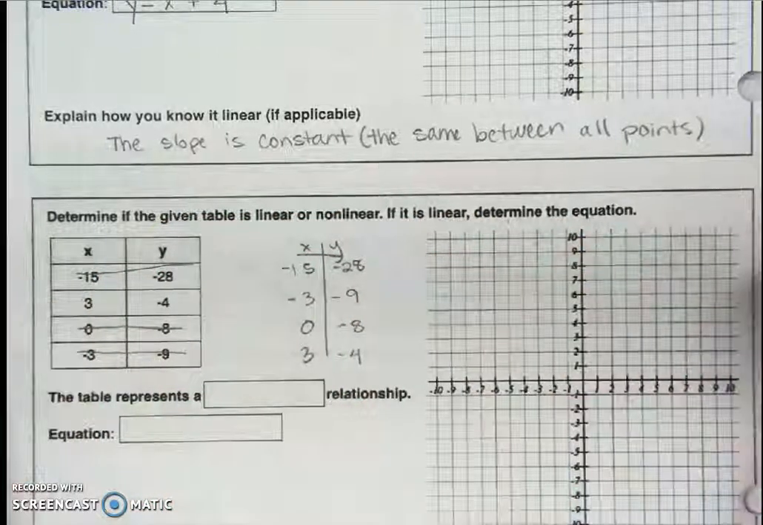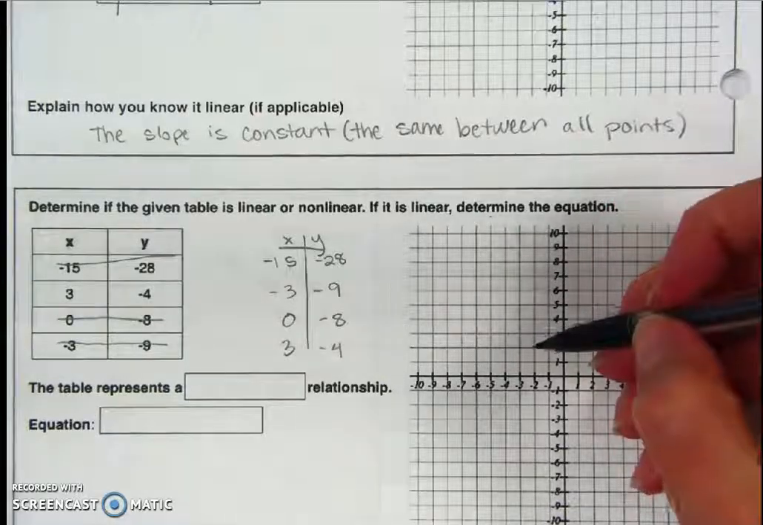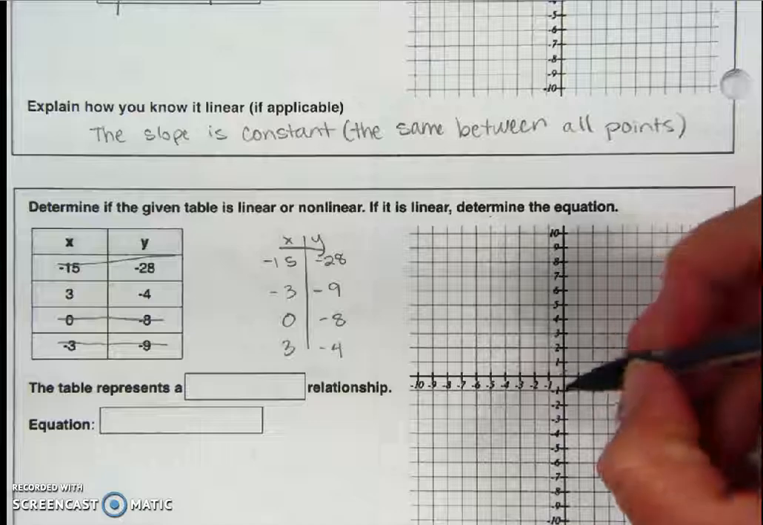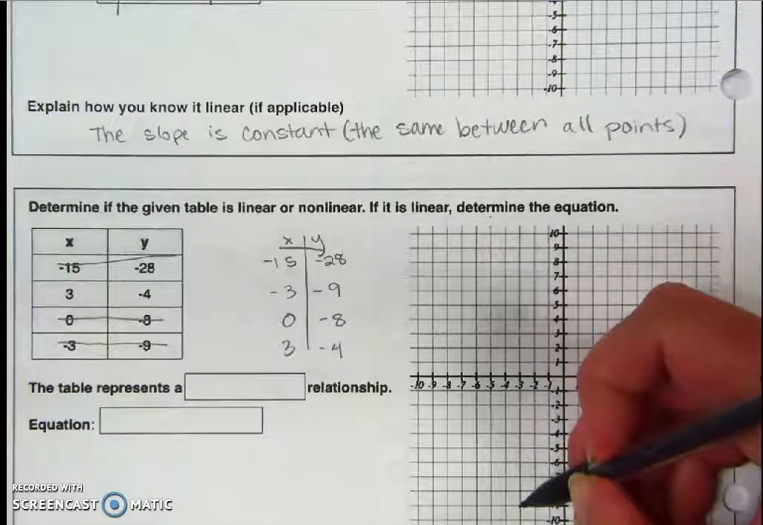Now, if we want to, we can also graph. They did give us a graph here. -15, -28 isn't going to fit on this graph, but we can go to the next one. -3, -9 is way down here.